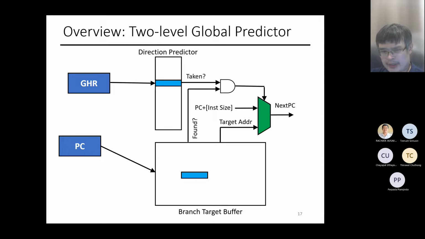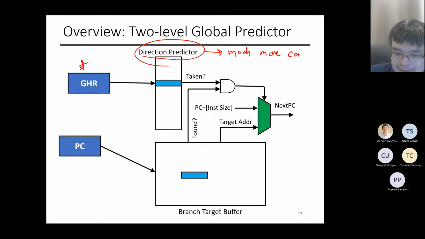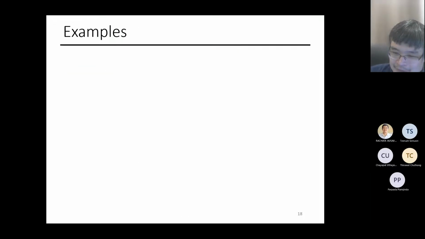The two-level global predictor, you have the Gshare again, the global history register. And it has something to do with the direction I'm taking. We'll expand on that. The rest of this design looks like a branch target buffer that you've seen earlier. The only addition is the global history register. The second addition is much more complex. Now the question is how. So let's go through some example.